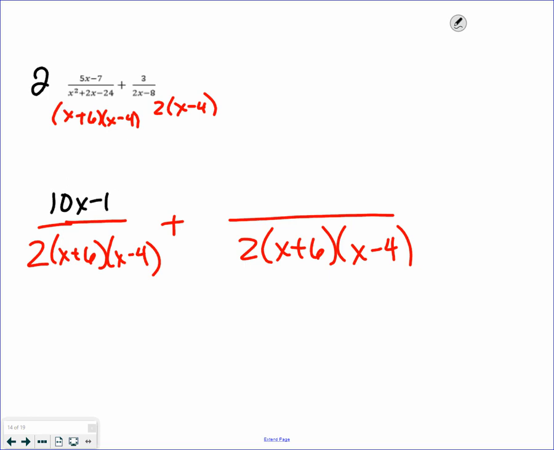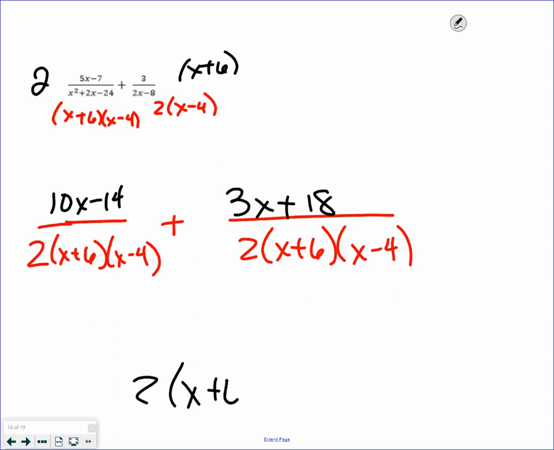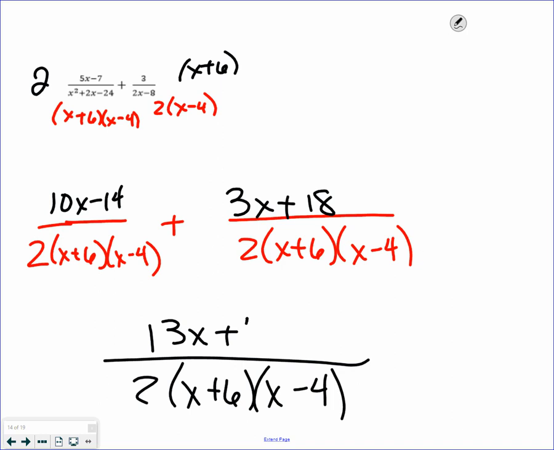So 10x minus 14. The second one I need to multiply by the x plus 6. 3x plus 18. The denominators are the same. Add the numerators. 13x plus 4.